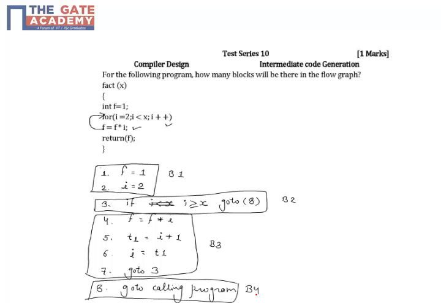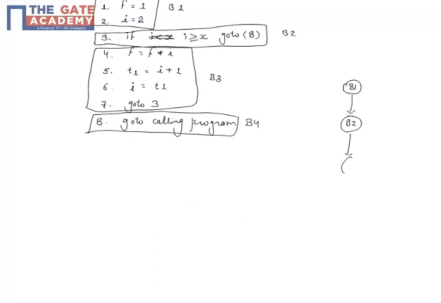So if I go for the flow graph, then the flow graph will be very easy. B1 should be executed. After that, block number 2 should be executed. After that, I am having two possibilities. Either I can go from block number 2 directly to block number 4, or to block number 3, and from block number 3 I'll have to go to block number 2 itself. So there are 4 blocks and the answer is equal to 4.